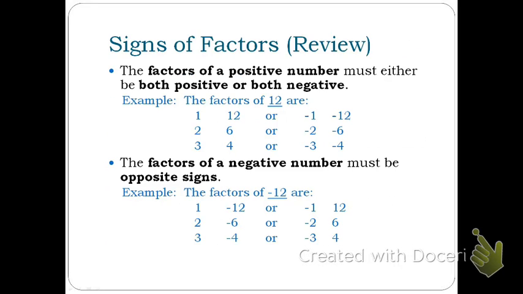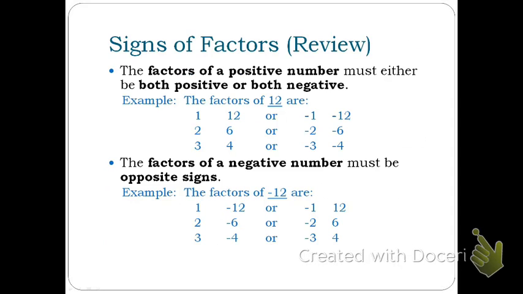Before we get into this, we need to review a few things. One is that the factors of any positive number must be either both positive or both negative. So think of it. The factors of 12 are 1 and 12, 2 and 6, and 3 and 4. But you could also multiply by all negative numbers to get the factors of 12. For example, negative 1 times negative 12 also equals positive 12. Negative 2 times negative 6 equals positive 12, and negative 3 times negative 4 equals positive 12.